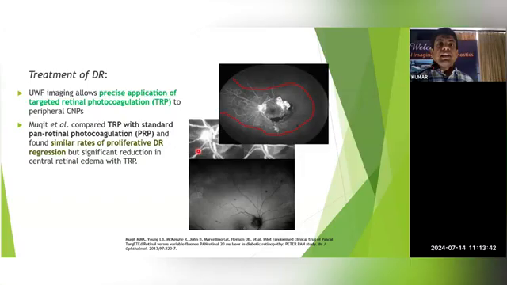Also, in treatment of diabetic retinopathy, wide field imaging has now helped us to find out the exact CNP areas, and there is a concept of targeted retinal photocoagulation, which is used by some physicians, where targeted retinal photocoagulation is done.